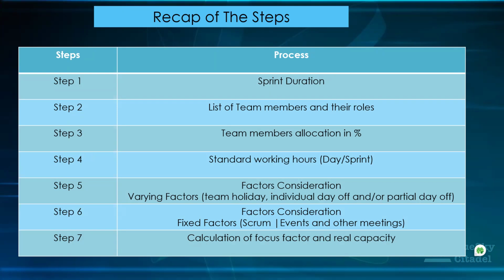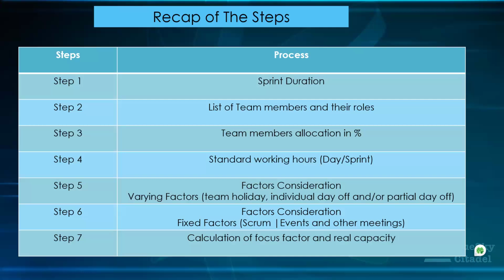But like I said, I just put that in so that I can use that also to explain to us that it does affect your capacity planning when you have a borrowed resource. And then the fourth step is for you to know the standard working hours, which is per day or per sprint. Your fifth step is to factor in the varying factors. The varying ones are the holidays that they have. So the holidays are the varying ones, and then you have the fixed one. The other meetings are part of the varying one, because it doesn't happen, like I said, every time. So really the fixed ones are just the Scrum event meetings.